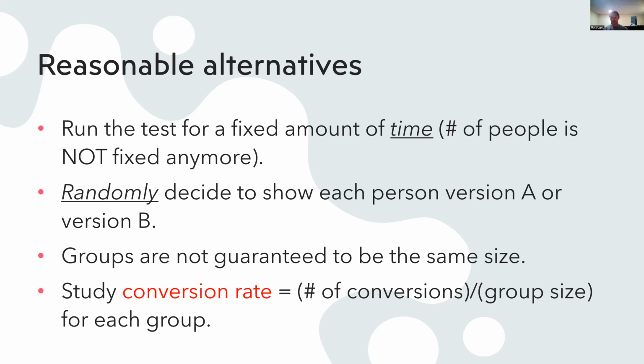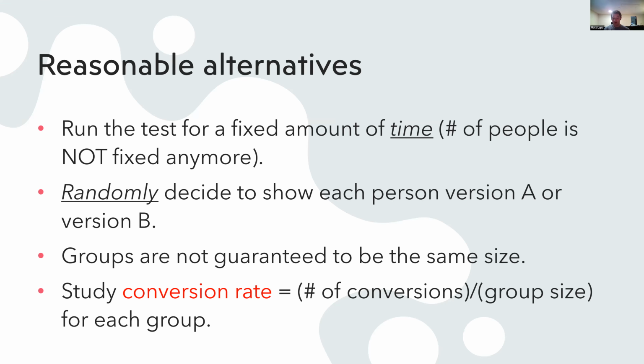In this case, the randomness is still an essential ingredient. You're running this test for a fixed amount of time. When a user arrives at your website, you still have to randomly decide to show them either version A or version B. It's like flipping a coin. If it's heads, you show them version A; tails, you show them version B. The groups here are not guaranteed to be the same size as before. But if you get enough people coming in, because you're essentially flipping a coin, the groups will be close to the same size.